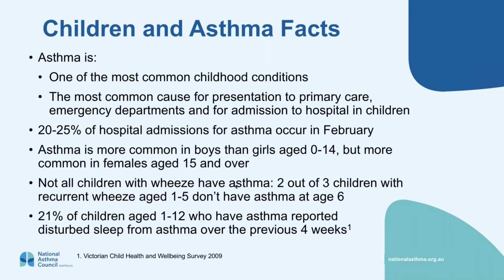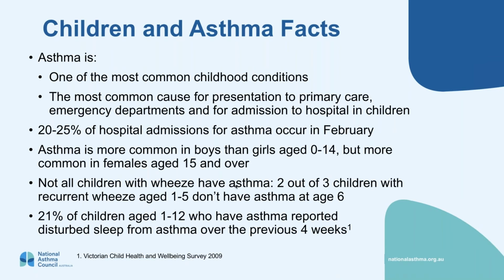So some facts about children and asthma, and these statistics come from the Australian Bureau of Statistics National Health Survey in 2018, so released in 2019. Unfortunately, there's no further data since then, so I apologise for what appears to be dated facts, but it's all still relevant, of course. So asthma is one of the most common childhood conditions and the most common cause for presentation to primary care, emergency departments, and for admission to hospital. Research has shown that hospital visits due to asthma surge during the first month of the school year, and here in Australia, approximately 20 to 25% of children's hospital admissions of asthma occur in February.